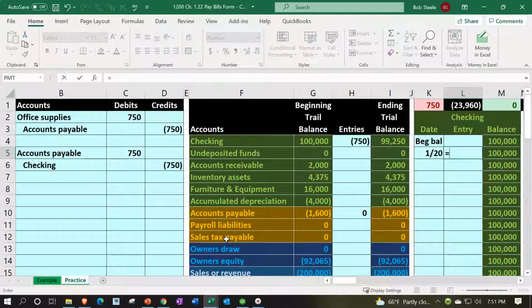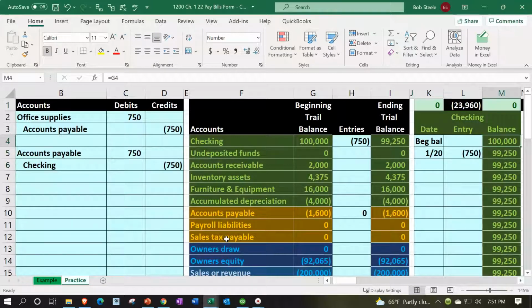I'm going to say equals, point to that 750. And there we have it. So that went from 100,000 down with a credit because we're doing the opposite thing to it. Anytime we do the opposite, it's going to bring it down to 99,250, which matches what's on the trial balance. The GL is back in balance, indicated by the green zeros.